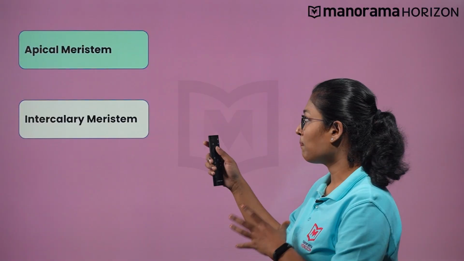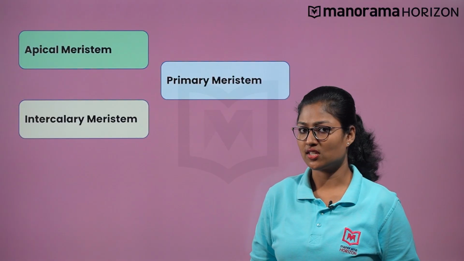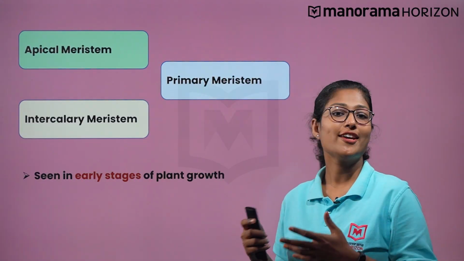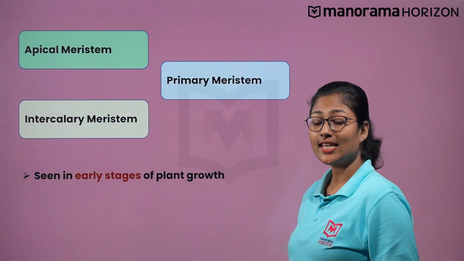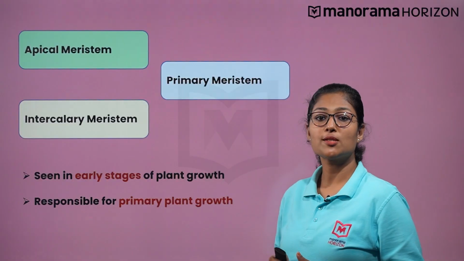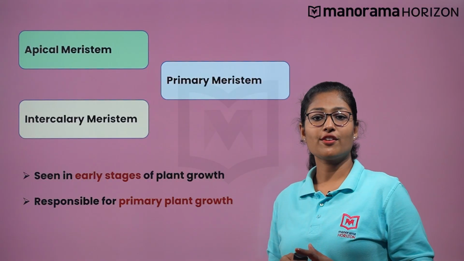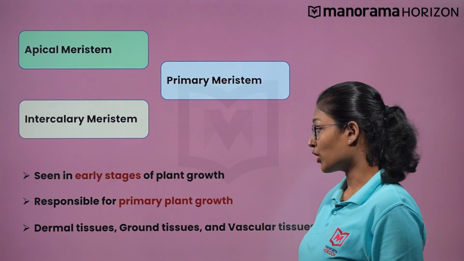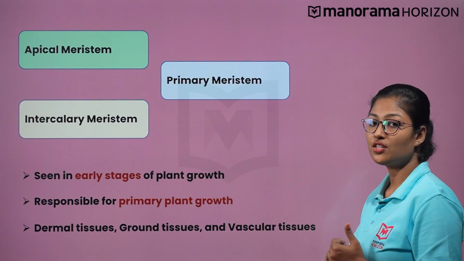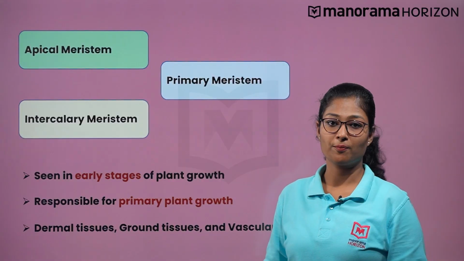We can club apical and intercalary meristems as the primary meristem. So, why are they known as the primary meristem? Here is the answer. They are seen in the early stages of the plant growth, and they are responsible for the primary plant growth. Specific regions of the apical meristem produce dermal tissues, ground tissues, and vascular tissues. And it is during the formation of the primary plant body only.